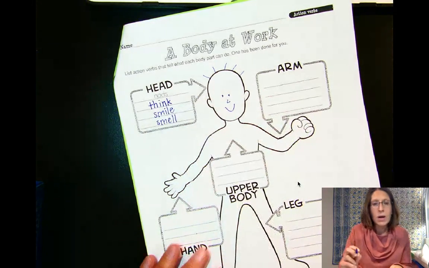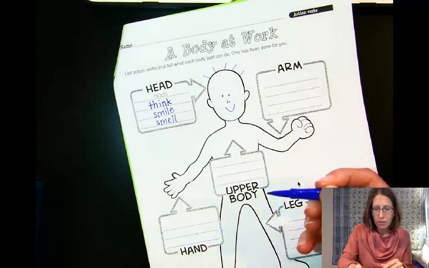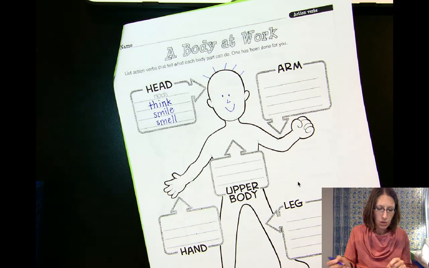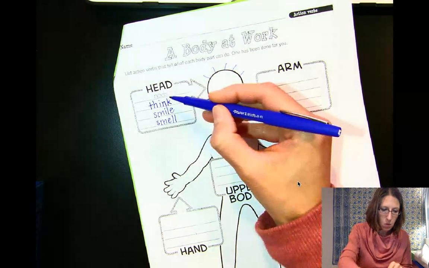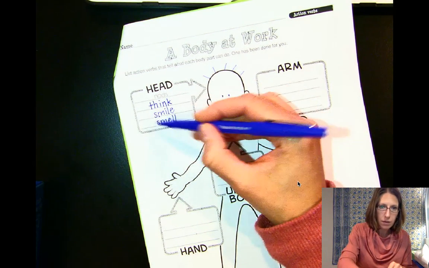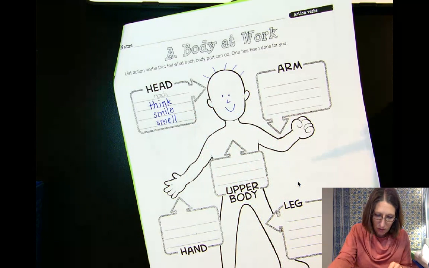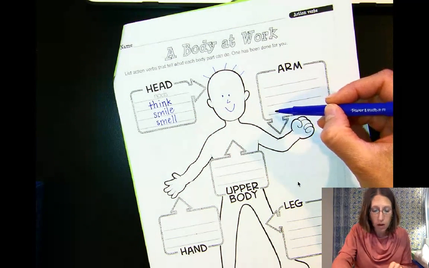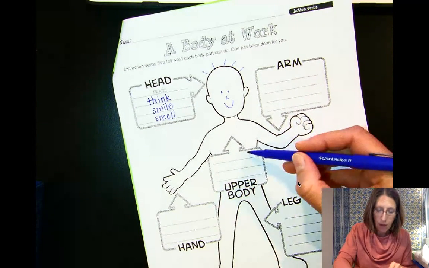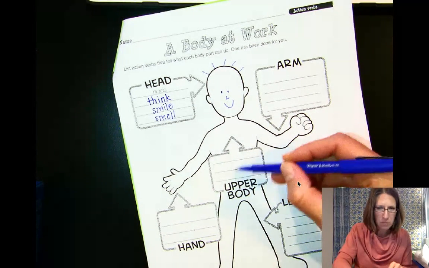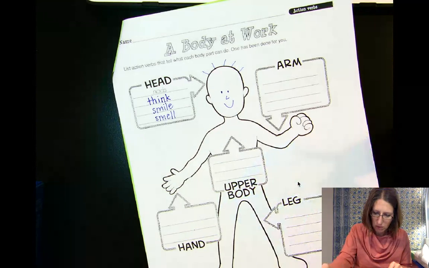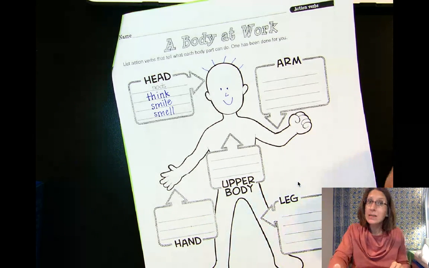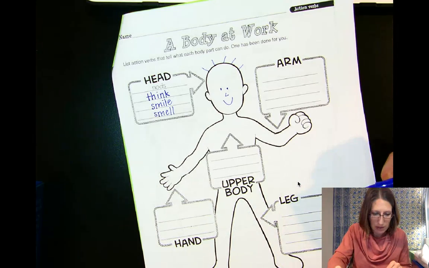All right, students, I will be using my blue pen just so that you can see it more clearly, but you should be using pencil. Thank you. And you will notice that there are 4 action verbs that your head can do. And here, we're going to try to think of 4 things our arms can do. For this part, our upper body, there's 1, 2, 3 lines, because this one's a little bit harder to think about. However many lines there are, that is the number of verbs that you should have.